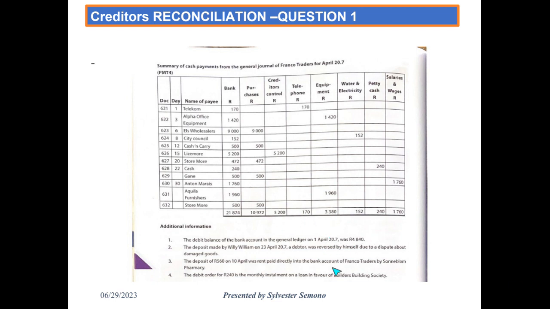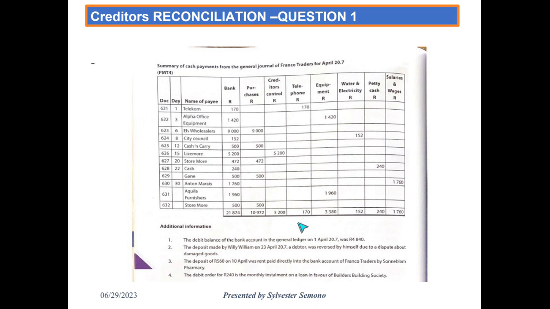They talk about the deposit made by the Williams on the 23rd. The data was reversed by him due to a dispute about the damaged goods. We'll talk about this thereafter. And then they say a deposit of 560 was then paid directly into the bank account. You see, so we're going to deal with those things one by one. Okay, no problem. So now we can start.